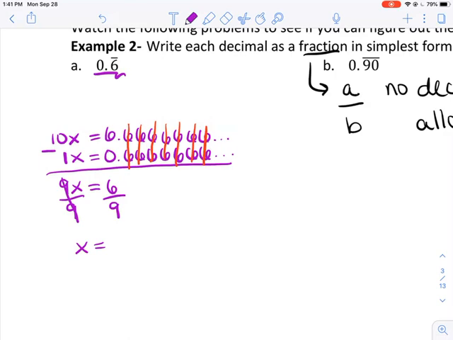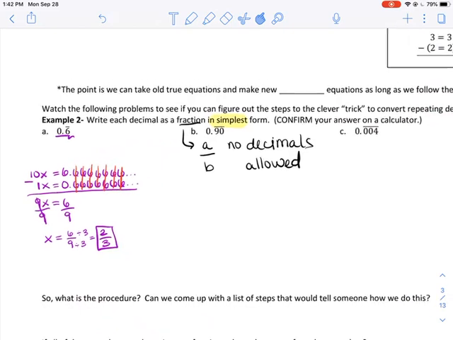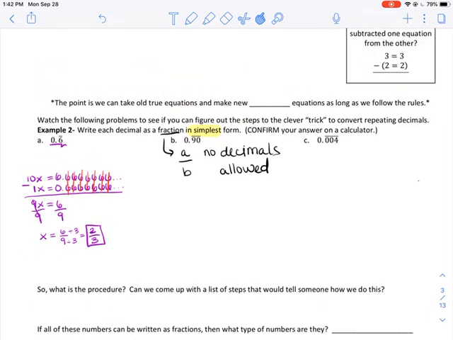We actually just want to write this number as a fraction, and 6/9 is a fraction, but our instructions said to write it in simplest form. So remember that you divide the top and bottom by the same number. If you can't, then it's already in simplest form. And our x equals 2/3. So 0.6 repeating equals 2/3. Hopefully you already knew that. Now let's go see if we can do this with a weirder number.